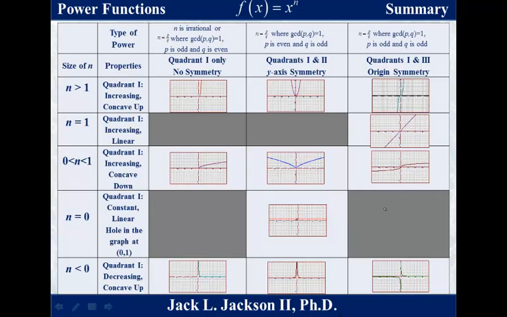We get the symmetry based on thinking of it as a fraction and whether it's even and odd, and look at the different 3 cases there, or if it's an irrational number. And then we have the 5 cases coming down the side based on the size of the n. Put those together, we get a total of actually 11 possible things that you see here. These grayed out don't actually happen because n equals 0 and n equals 1 are very specific ones.